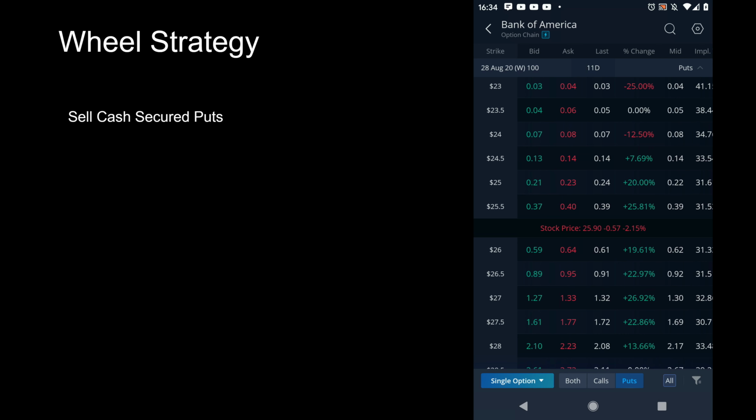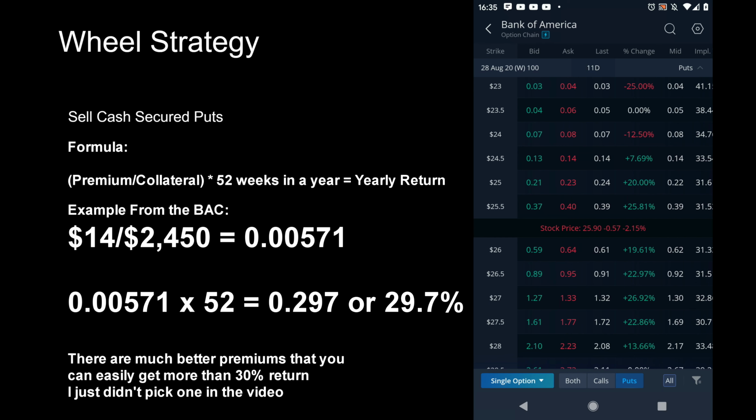And if we continue doing that every single week, that actually averages out to a huge percentage that you could get. You could get 20 to even 50% in return per year just collecting premiums. And it's actually really sweet.